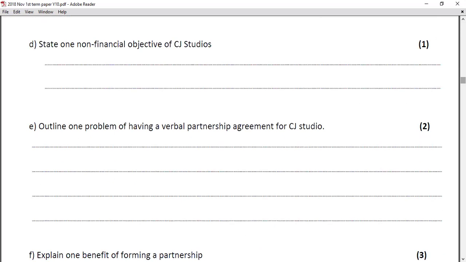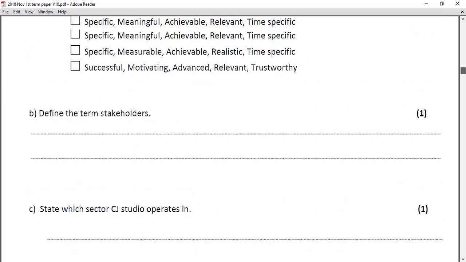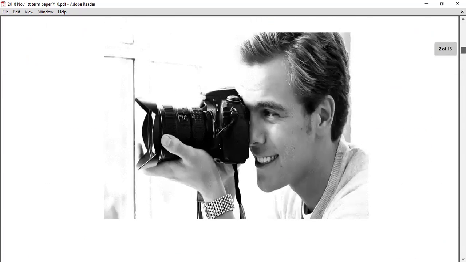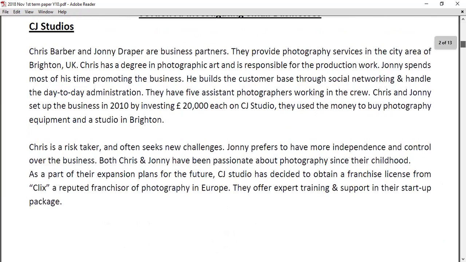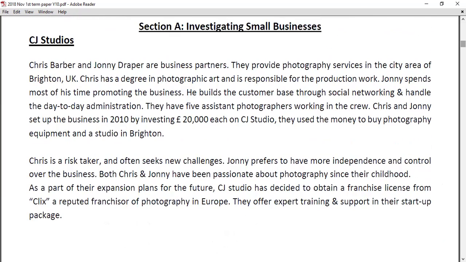Another 1 marker. State 1 non-financial objective of CJ Studio. I think you have enough application on the case study also. So if you want, I'll take a look at the case study again. Non-financial objectives you can identify from the context. If you read the CJ Studio case study here, you can see some points we can find in the second paragraph, right? Non-financial objective of CJ Studio.